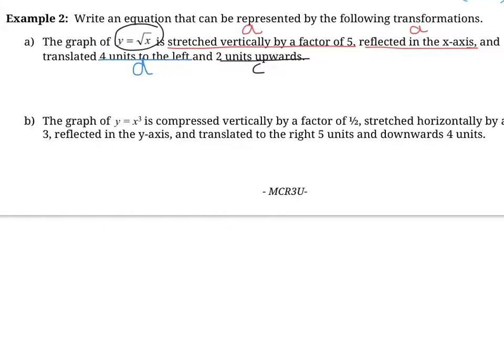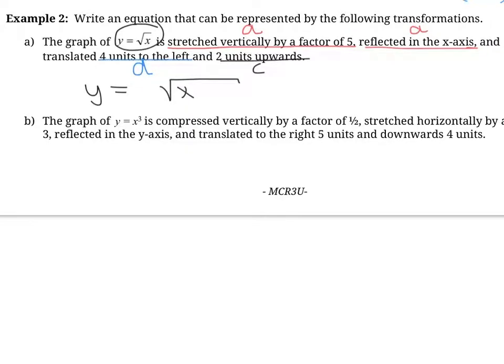So let's take this information and put it into an equation. I'm going to write y equals, we have a square root of x. That's our original parent function. And now let's add in our a, our d, and our c.